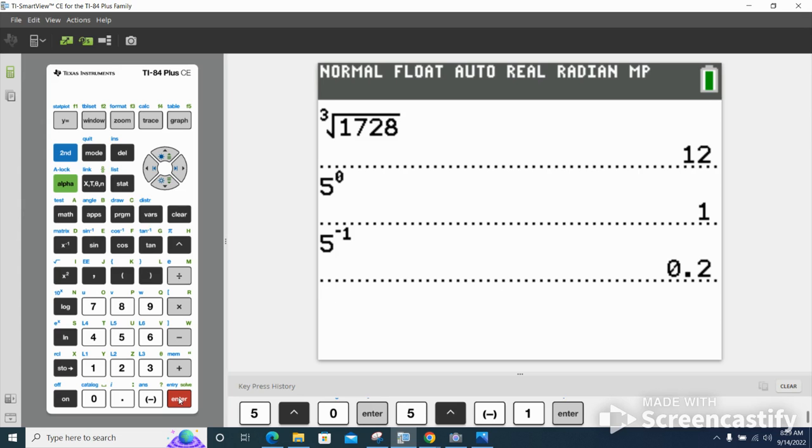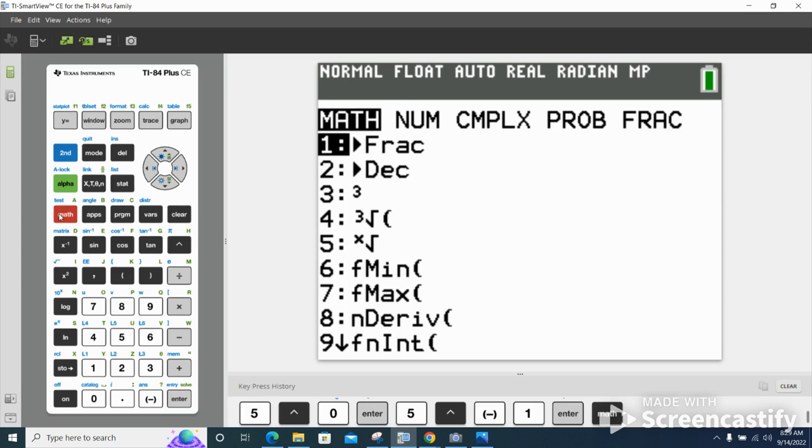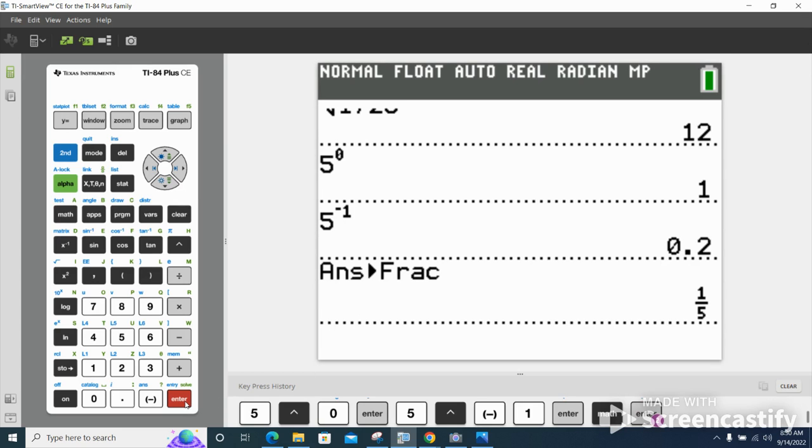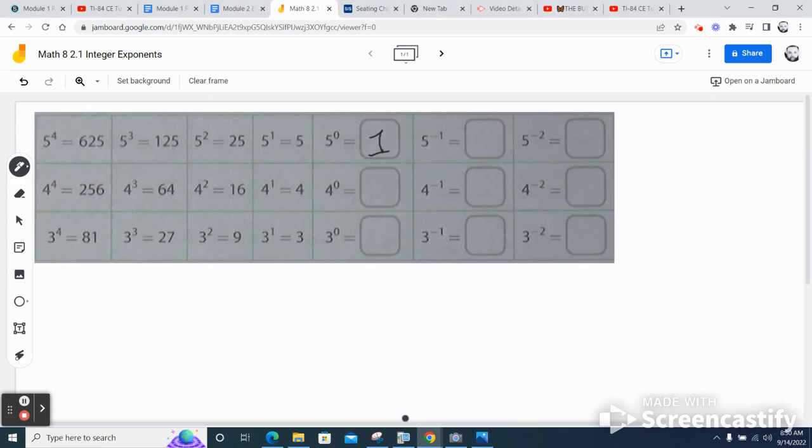Let's practice what we just did on the other section, okay? How do I change that to a fraction? You go to math, and then you hit fraction. Yeah, that first one. So what I'm telling the calculator is look at the answer for the last question you had, switch it to a fraction. Oh, hey, it's 1 over 5. What a coinky-dink. So this is 1 over 5.